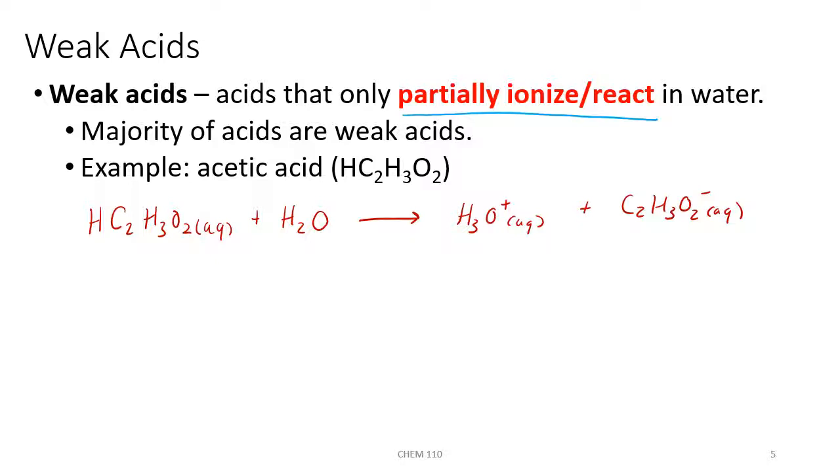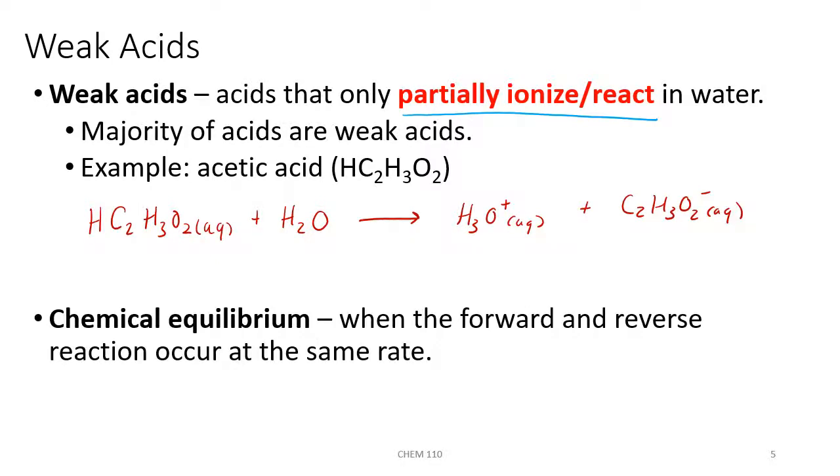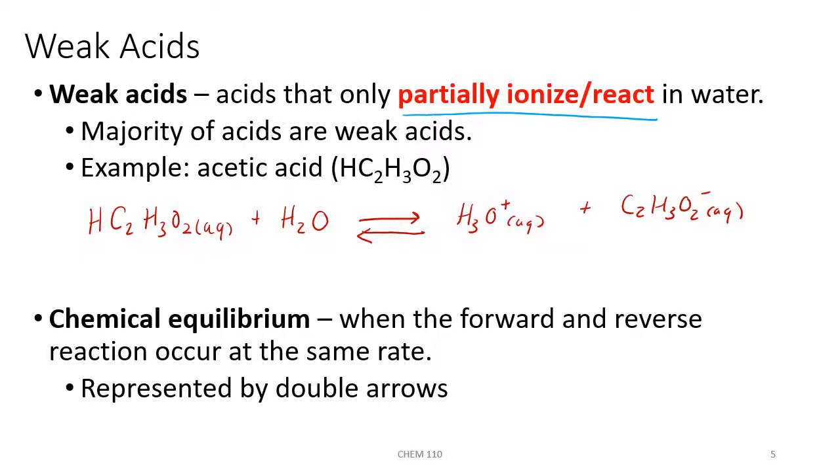And so what we use to represent the ionization of weak acids is something called double arrows instead of a single arrow. So we'll write an arrow going forward and an arrow going backwards. What this represents is chemical equilibrium. This means that the rate of the forward reaction is equal to the rate of the reverse reaction.